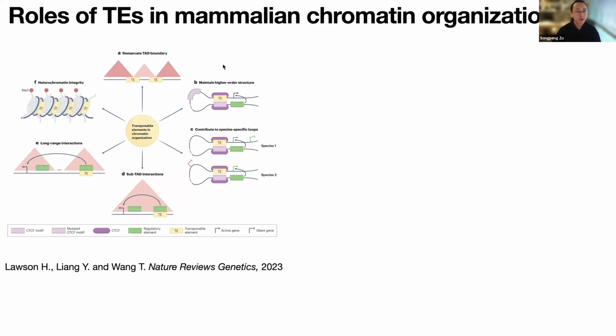The transposable elements have two mechanisms to replicate themselves. One is, and then they have 2 classes.